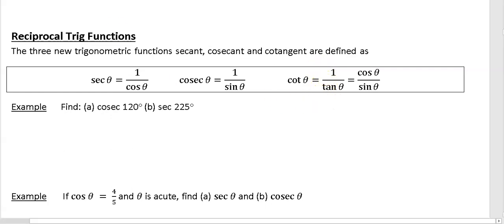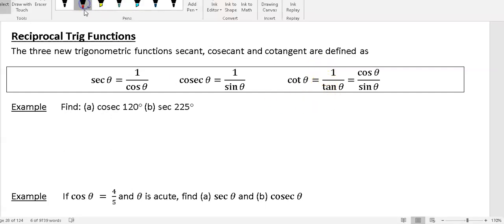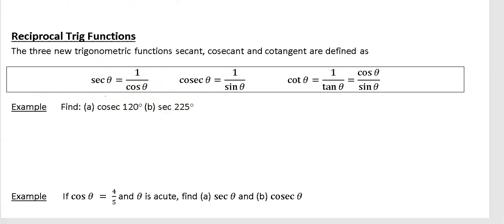So you might think that's going to be very hard to remember, but a very simple way to remember these is as follows. Look at the third letter of each of them. In sec, the third letter is C, and it's 1 divided by cos, and cos begins with C. In cosec, the third letter is S, and it's 1 divided by sine, and sine begins with S. And in cot, the third letter is T, and that's 1 divided by tan, and the first letter of tan is T.